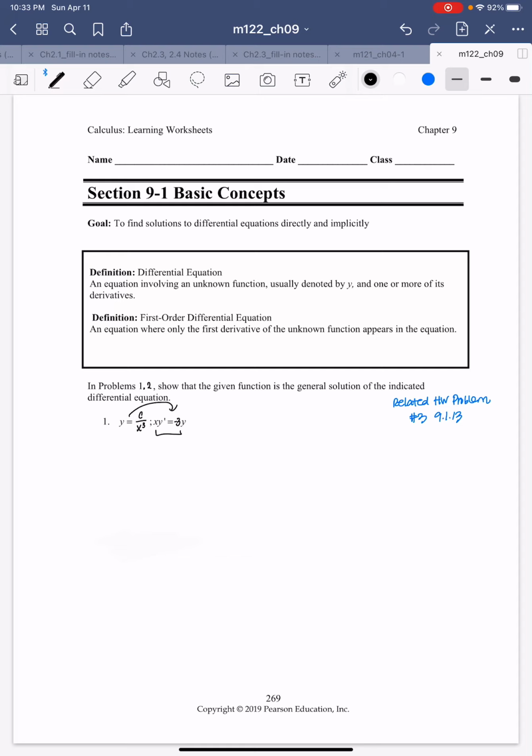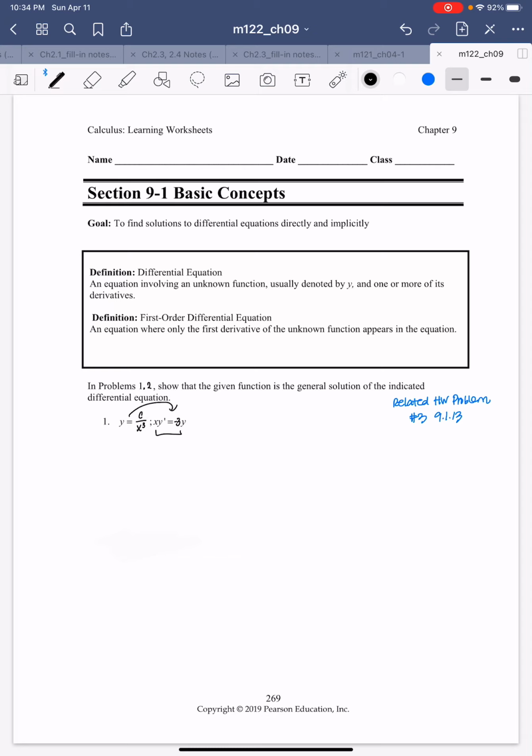You should have xy prime equal negative 3y. That's what it means to be a solution. If you plug it in and you get left hand side xy prime, and then right hand side not negative 3y, that means that's not a solution. So in algebra, that's what we did. When we are checking, we plug it in to see if it gives you a true statement. So let's do it with the equation. So you're plugging an equation into another equation.